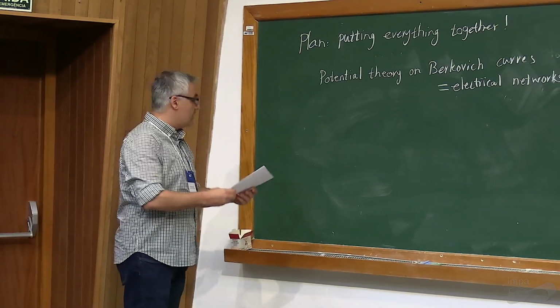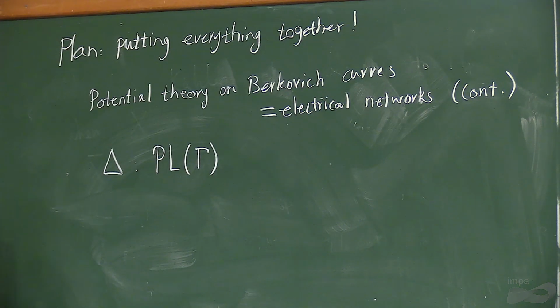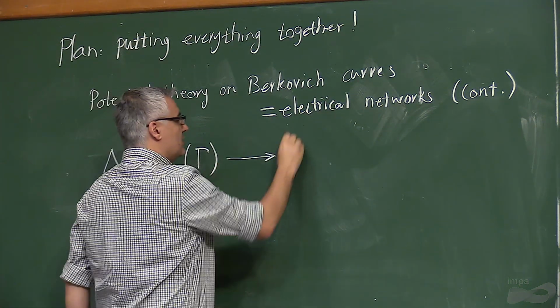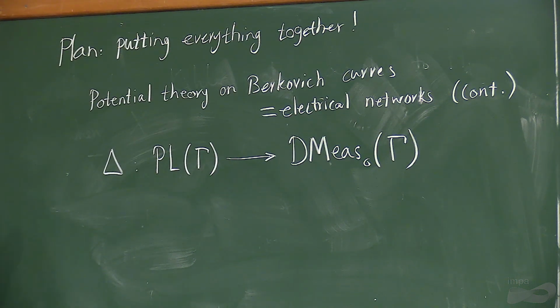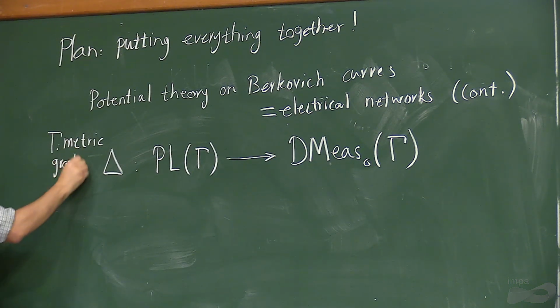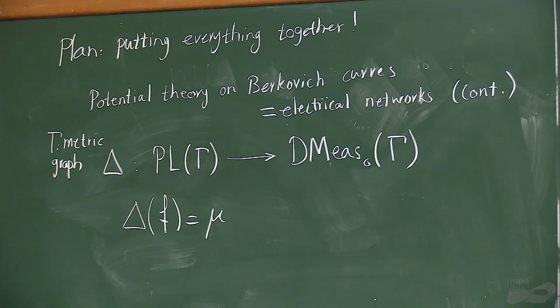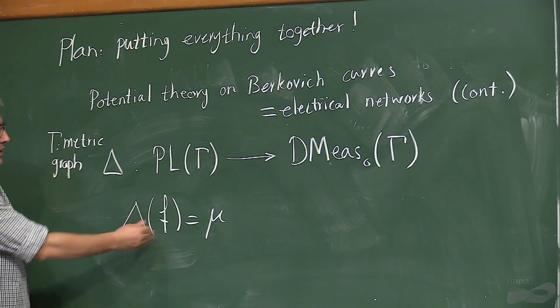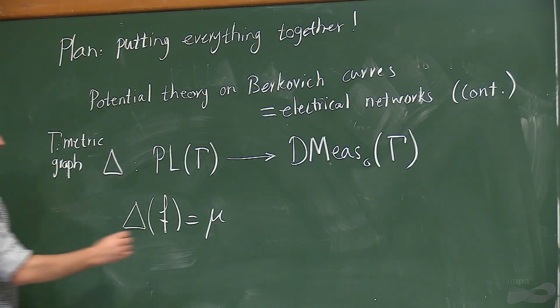So there is this distributional Laplacian delta, which goes from the continuous piecewise linear affine functions on a metric graph to discrete measures of total mass 0. Gamma is a metric graph, which is supposed to be the skeleton of the Berkovich space for me. When you do analysis or potential theory, you want to solve the so-called Poisson equation. One of the things you would be very interested in is finding a function which, if you apply the Laplacian operator to it, you get an assigned measure of degree 0. So this is a fundamental problem, the Poisson equation.